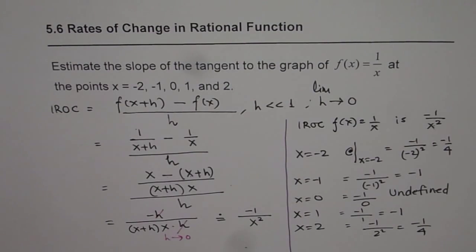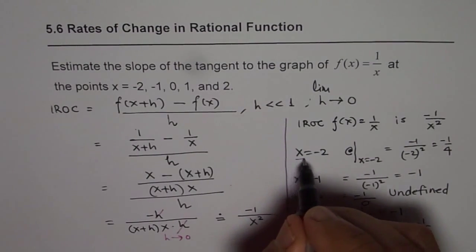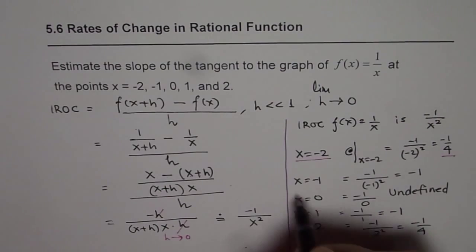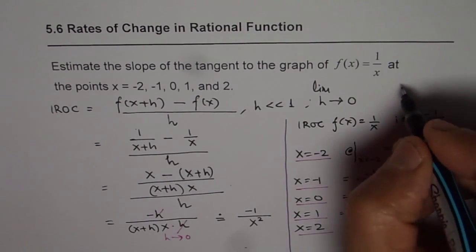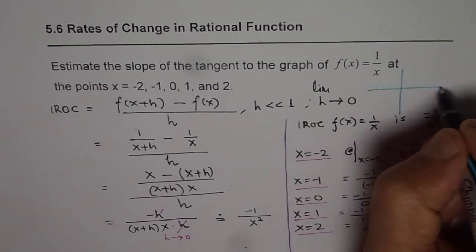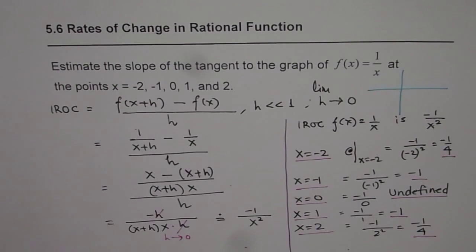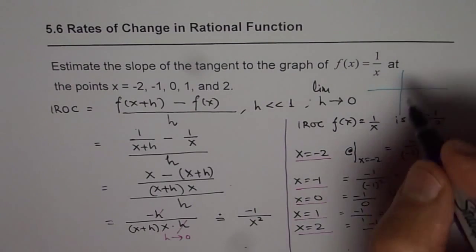So we get all our answers. At x equals -2, it is -1 over 4. At x equals -1, it is -1. At 0, undefined. At 1, it is -1. At 2, it is -1 over 4. So you can see the rate of change for this function, 1 over x, is always negative. That's very important to understand from here.